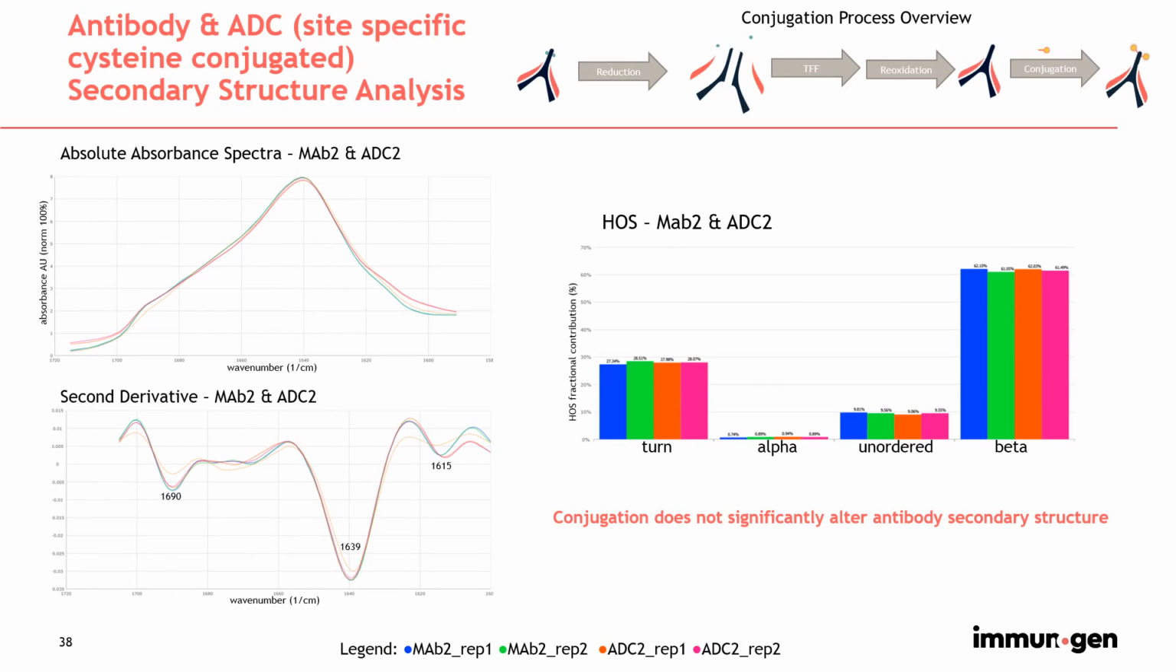Next, we used MMS to look at another pair of an antibody and its corresponding ADC. Although in this case the ADC was made using a site-specific cysteine conjugated chemistry.